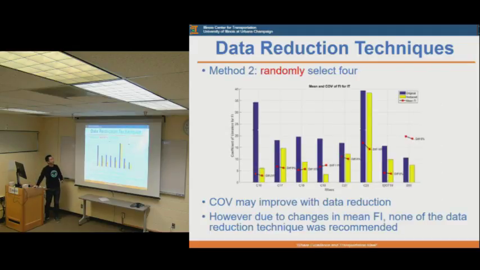And we tried the second method, which is to randomly select 4 specimens from the data set. As you can see, the COV of flexibility index drops dramatically after randomly selecting the 4 specimens. But the difference between the original data set and the reduced data set becomes larger, up to 16%. So we conclude that COV may improve with data reduction, but due to changes in mean FI, none of the data reduction techniques was recommended.